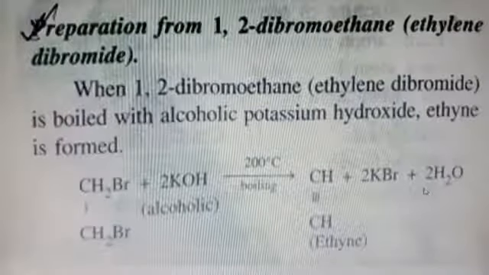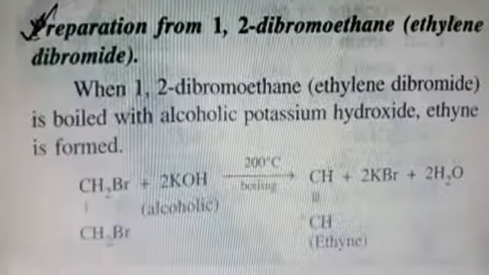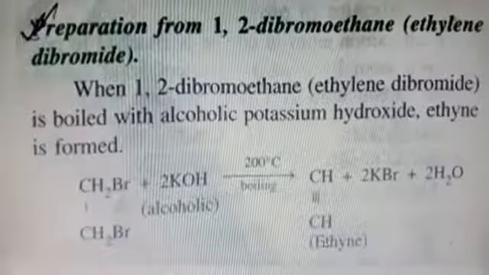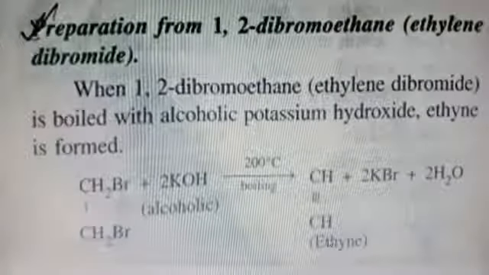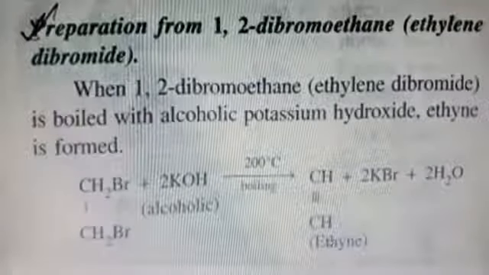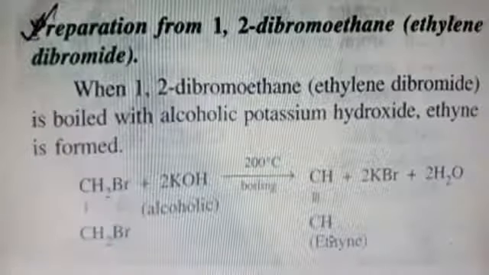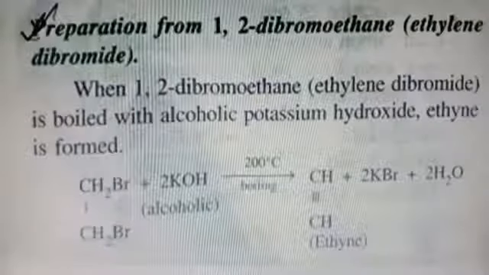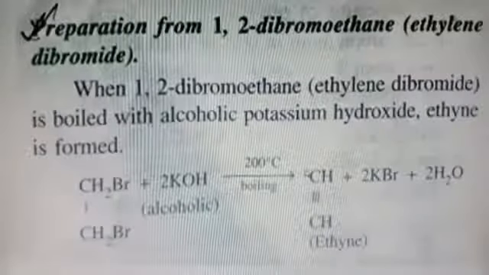Along with potassium bromide and water, what is formed? Ethyne gas is formed. So what is your product? The product is ethyne gas. These are the byproducts which are formed along with ethyne. So two ways of preparing ethyne have been discussed. One is using calcium carbide and water, that is the lab preparation for ethyne, and the other way is preparing ethyne by passing 1,2-dibromoethane through alcoholic potassium hydroxide and boiling it at 200 degrees Celsius.